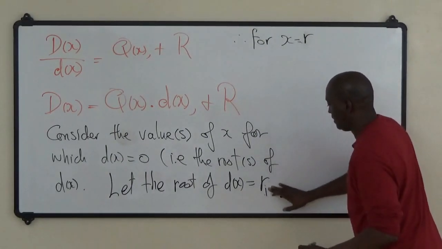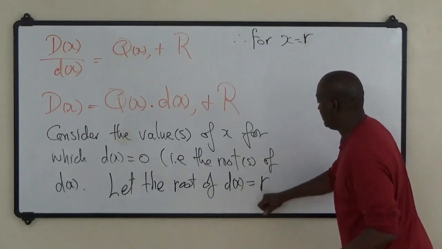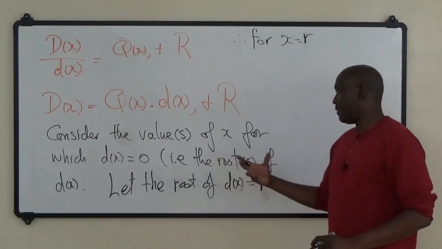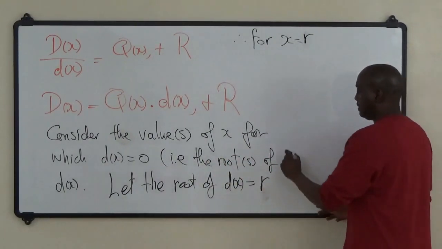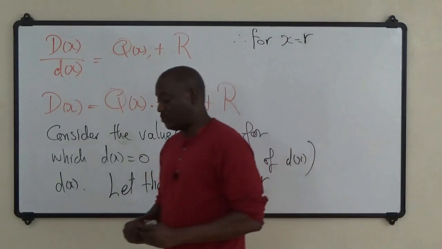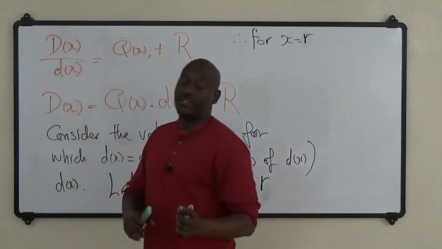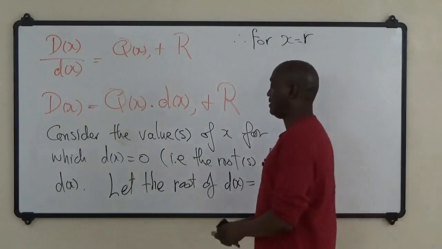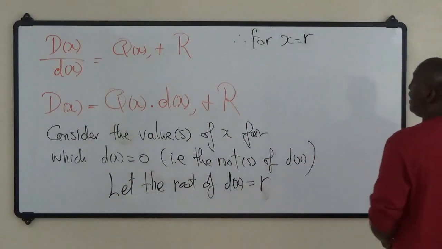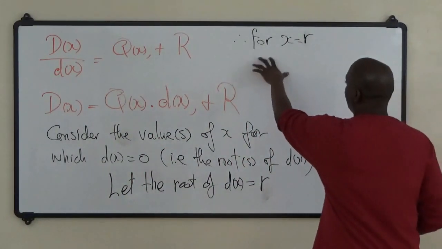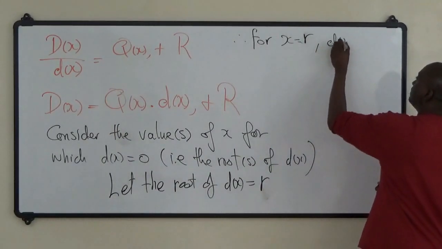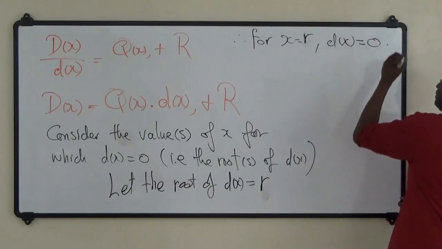All right? Now, let me leave that. Let me leave it just as that, right? We explain it for one root, and we understand that the explanation applies to 2 roots. And what we will do, we will demonstrate the difference between 1 root and 2 roots with actual equations. Yeah? So, let the root of d of x equal r. What that means is that for x equal r, small d of x is equal to 0.